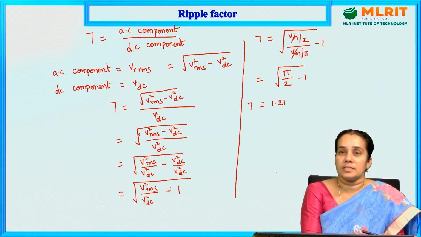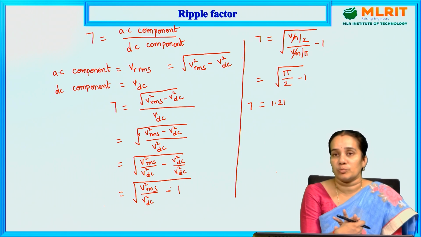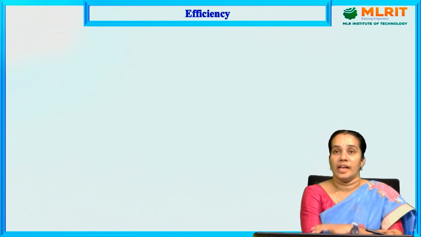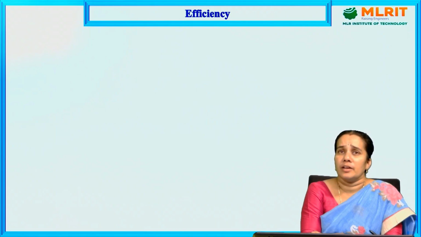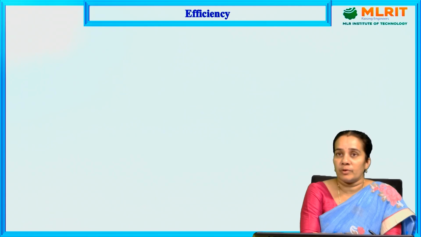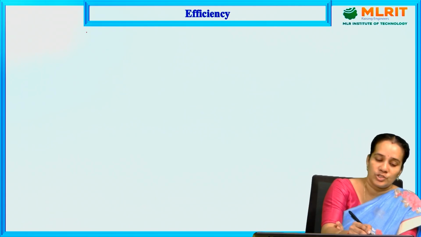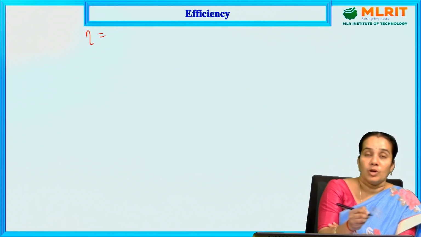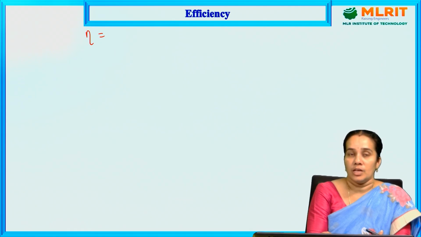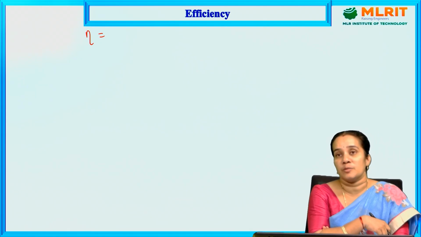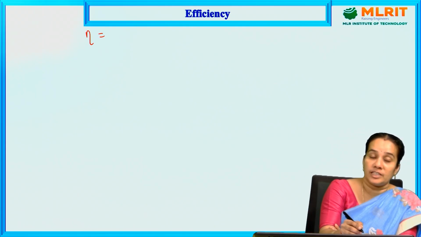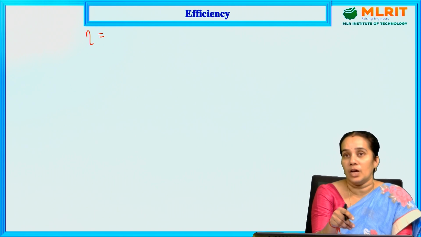So this half-wave rectifier is not suitable for applications. And next, efficiency. For every system we have to find out the efficiency, how it works. So here also we are finding the efficiency. Efficiency is denoted with the letter eta. Efficiency means we have to calculate the ratio of output to the input. We can take efficiency in terms of voltage or current, but here I am taking it in terms of output power to the input power.